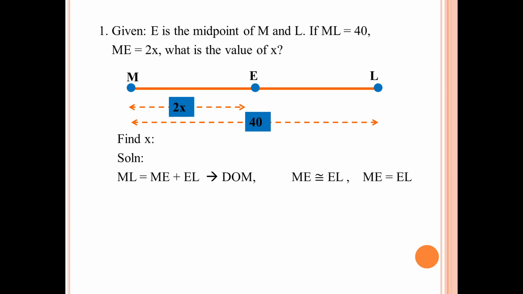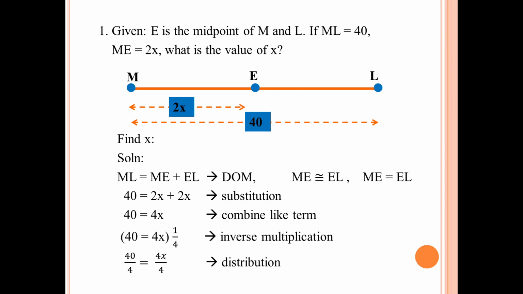So this time we're going to bring down all the given. ML equals 40, ME is 2x. EL is still 2x since ME equals EL by definition of midpoint. Then we can do the addition. Combining like terms, we have 4x equals 40. Since we're concerned with the value of x, we're going to multiply the whole equation by the inverse of 4, which is 1/4, distribute it, and we're able to find the value of x as 10.